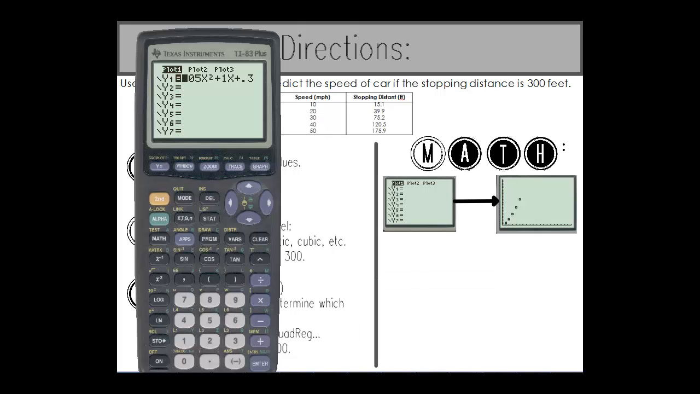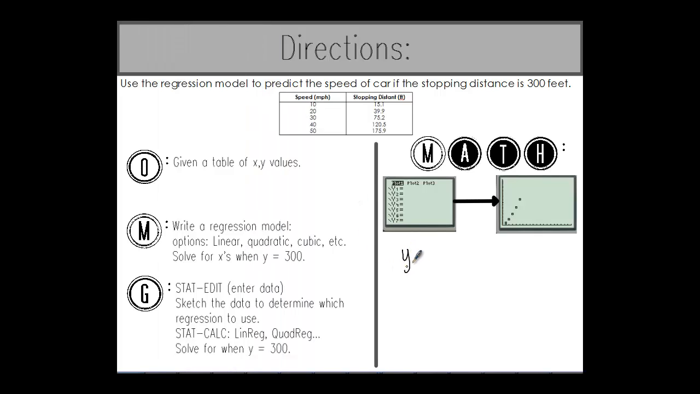So we go back to our calculator, we go back to Stat, we go to Calc, and we go to Quadratic Regression, which is number 5. Press Enter, and then we're given our A, B, and C values in our quadratic equation. Once we have our A, B, and C values, we know that our model is going to be y equals 0.05x squared plus 1x minus 0.3.